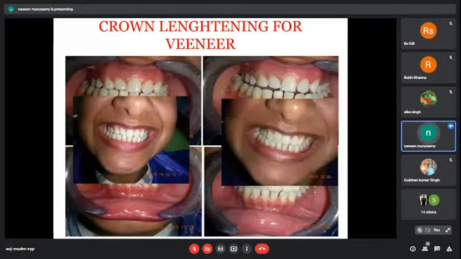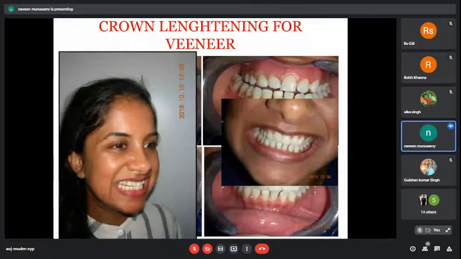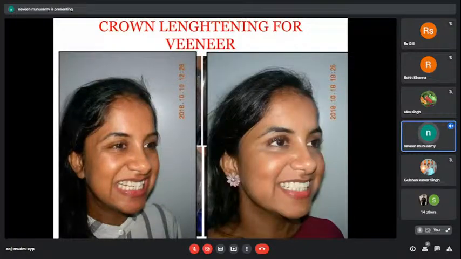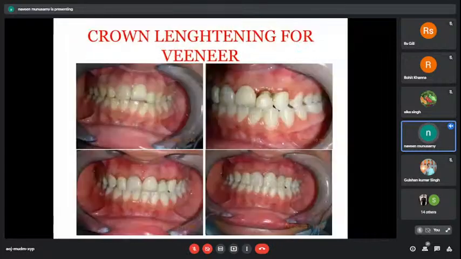I was not very happy, but the patient was quite happy with the result. She needed much better than that, but it was her marriage. She wanted this result. Again, a case, after orthodontic treatment, I could reach this stage.